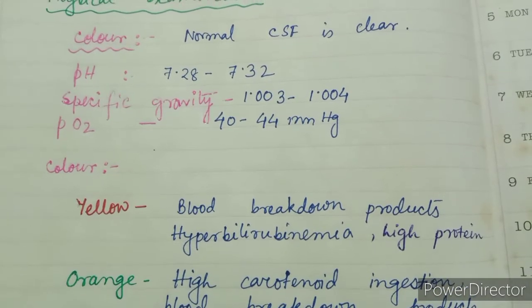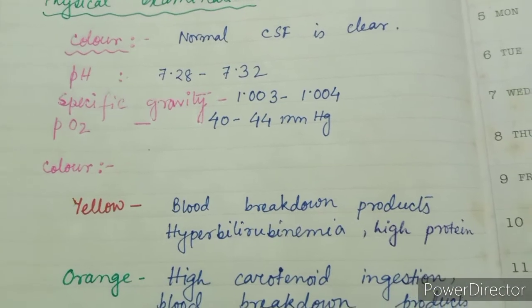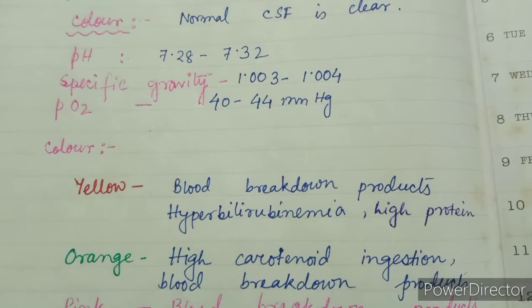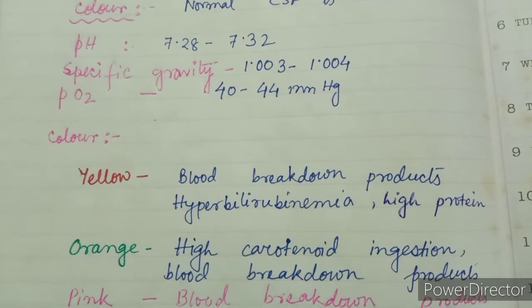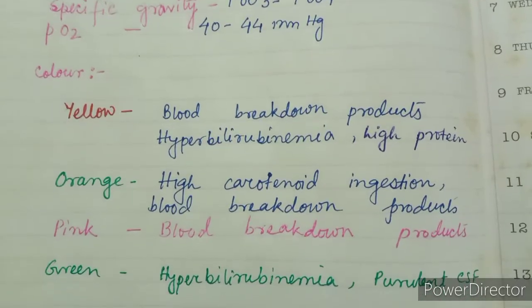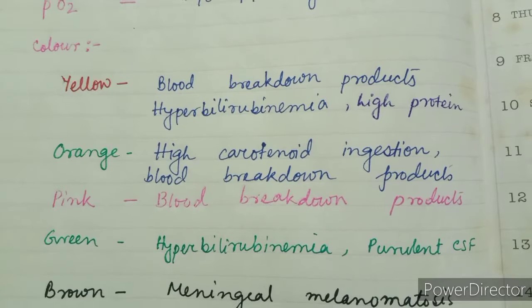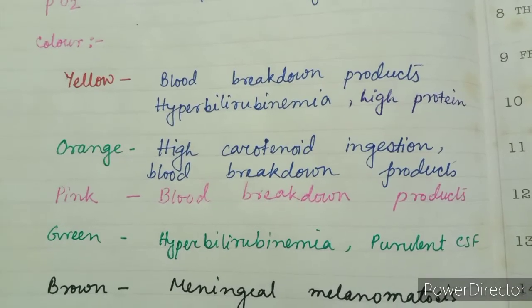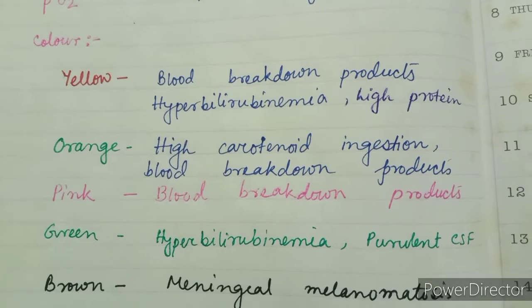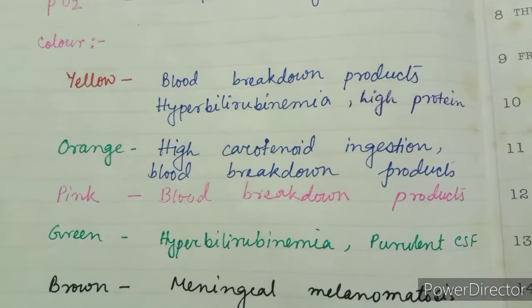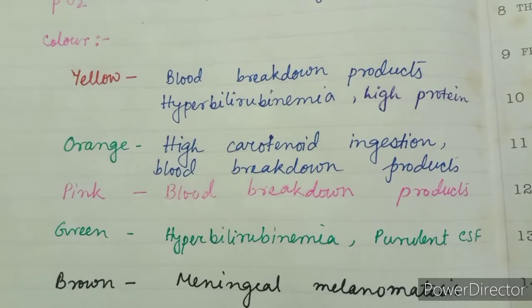If there is any color change, then it indicates that there is some disease. The patient is suffering from some kind of disease, and that particular color indicates the type of disease. So what are those changes? Color: if it is yellow, that means blood breakdown products are present. It indicates hyperbilirubinemia or high protein. Hyperbilirubinemia means jaundice. The patient may be suffering from jaundice.